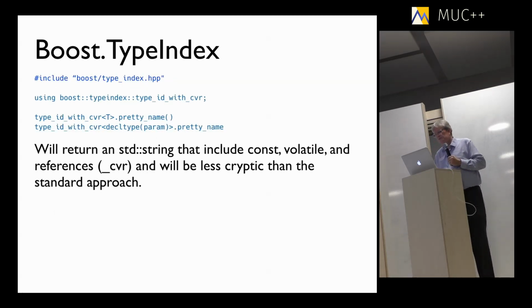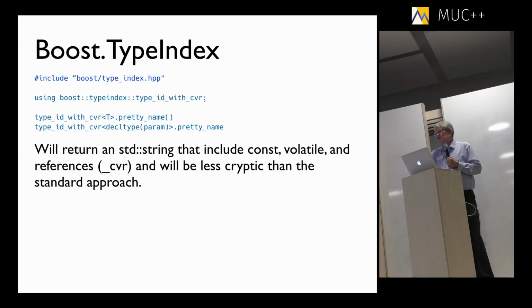A better solution is provided by Boost. If you include the Boost header, there's a call called type ID with CVR. What do you suppose the CVR is? Well, of course, the CVR is const, volatile, and reference. They don't throw that away, and so they tell you because that's something you might want to know. The other thing is they don't call it name, they call it pretty name. And what does that mean? That means they unmangle it for you. Instead of saying PK6 widget, it will actually say this is a pointer to a const widget.